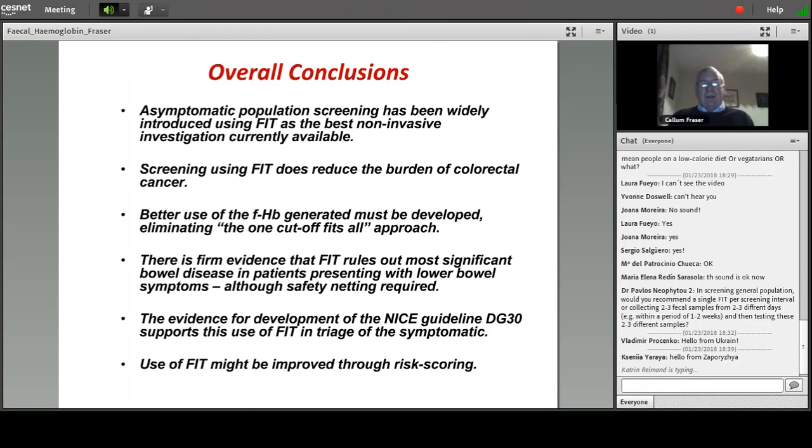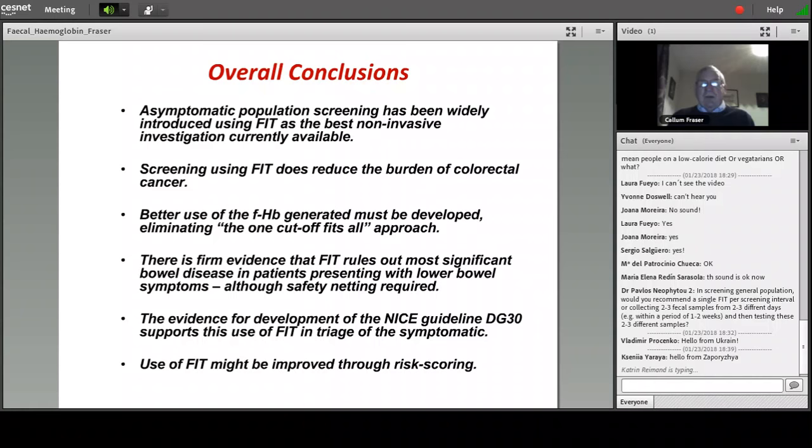My overall conclusions are that asymptomatic population screening has now been widely introduced using FIT as the best non-invasive investigation currently available. There is no doubt that screening using FIT does reduce the burden of colorectal cancer, not only mortality, but also after repeated screening rounds, incidence since adenoma are picked up.